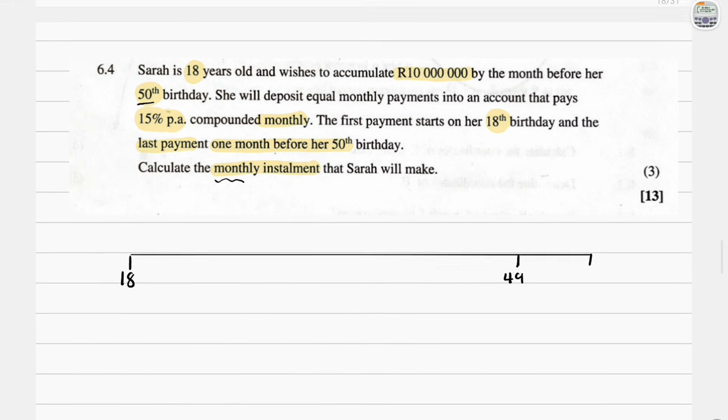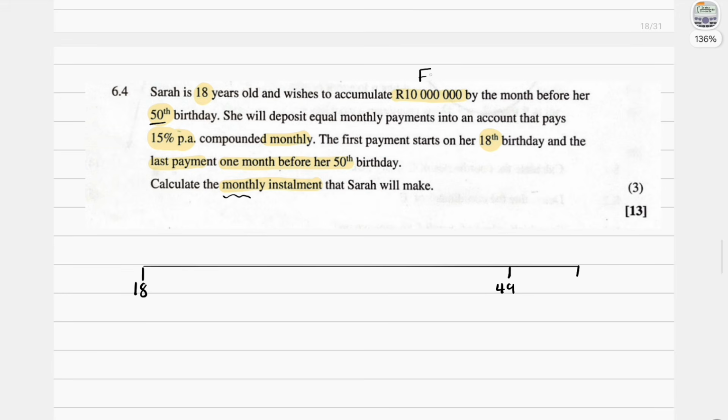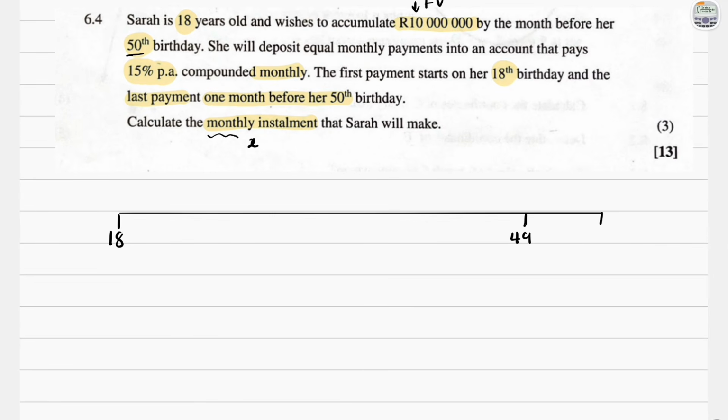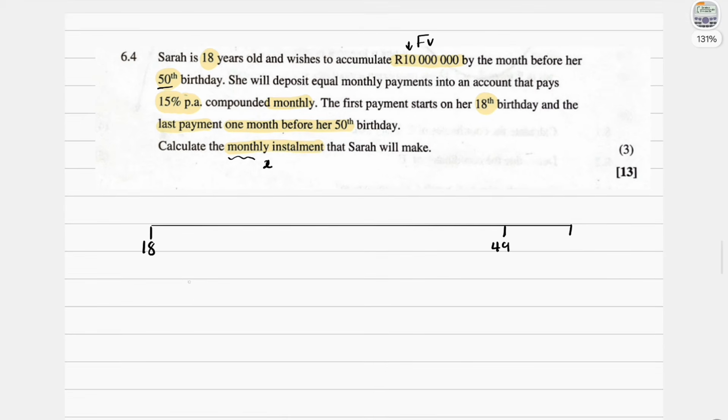So the main goal, it seems like they've given everything. They've given the future value itself, it's 10 million, and we have to find X. And the only thing that we need to look for now is that value of N. So in future value, N specifically stands for the amount of payments that are made.